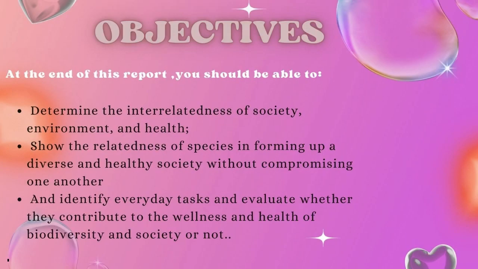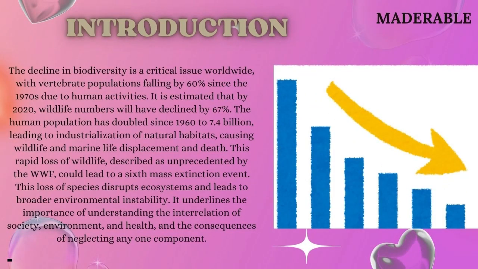Here are the objectives. At the end of this report, you should be able to determine the interrelatedness of society, environment, and health. Show the relatedness of species in forming up a diverse and healthy society without compromising one another, and identify every task and evaluate whether they contribute to the wellness and health of the biodiversity and society or not.